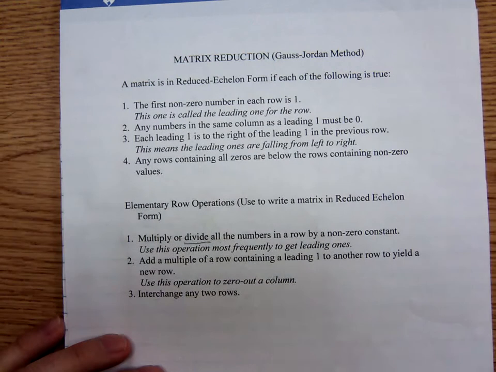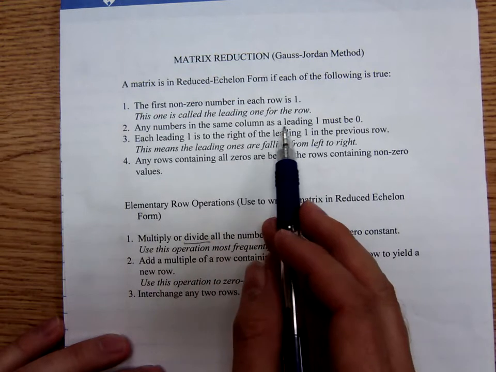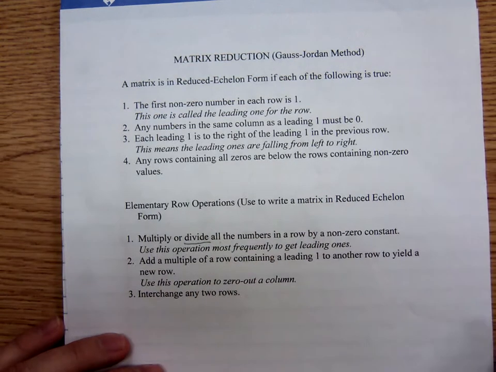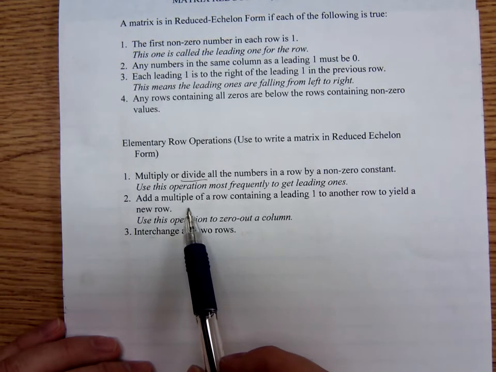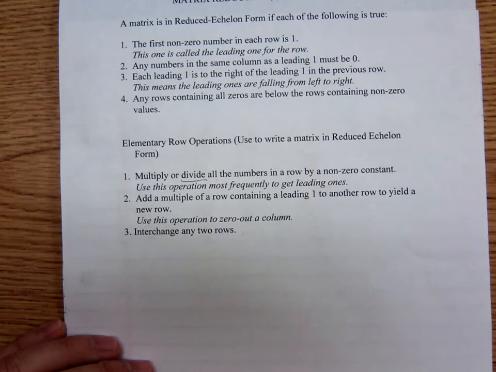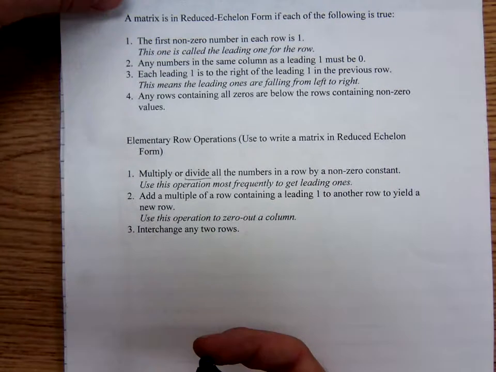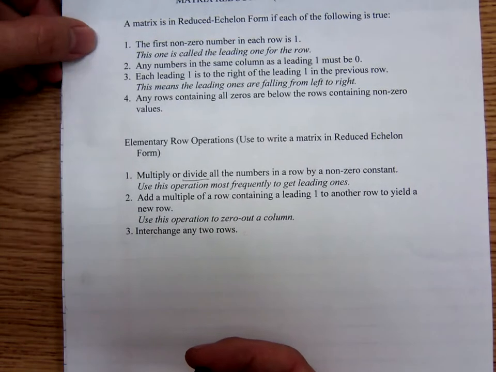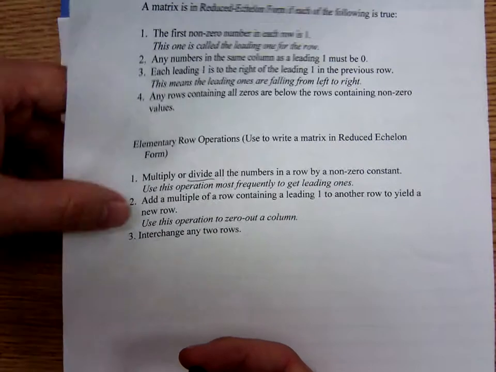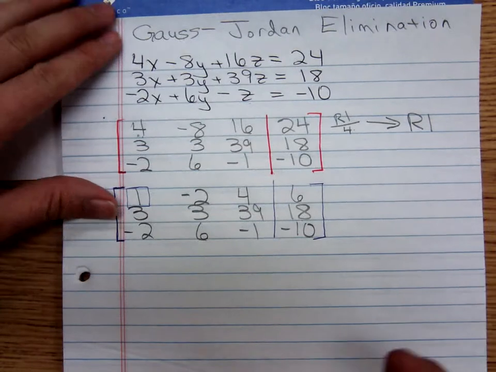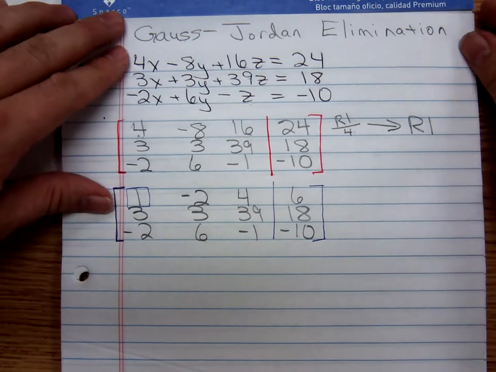In order to be in reduced row echelon form, remember that all numbers in the same column as a leading 1 must be 0. So we're going to use the second row operation. Add a multiple of a row containing a leading 1 to another row to yield a new row. That's the operation that we use most frequently because that's what we use to get zeros. And when we get this in reduced row echelon form, the most common number should be a 0.